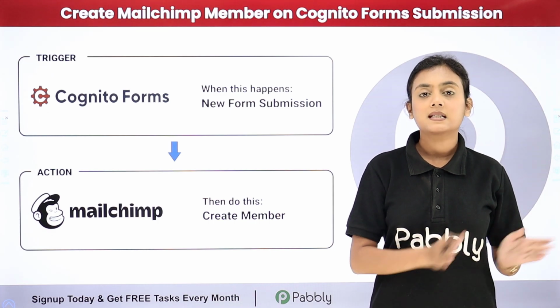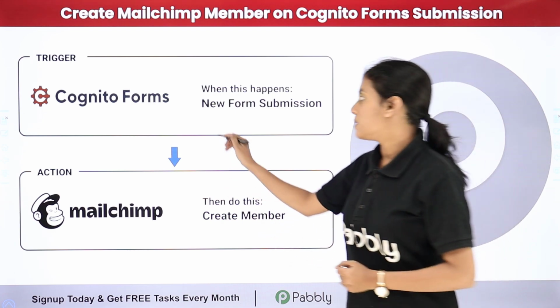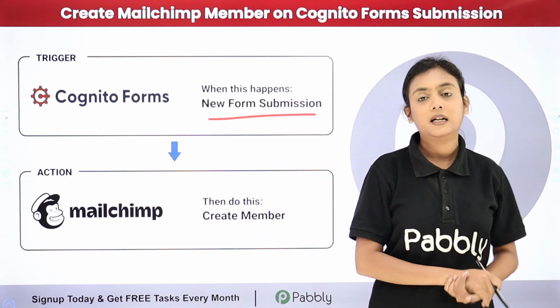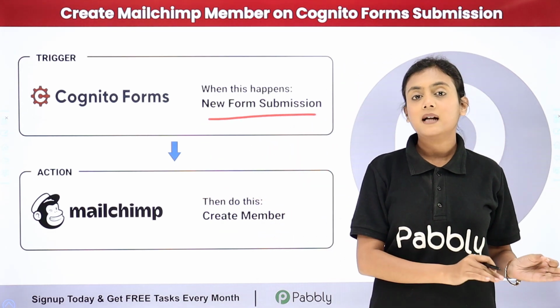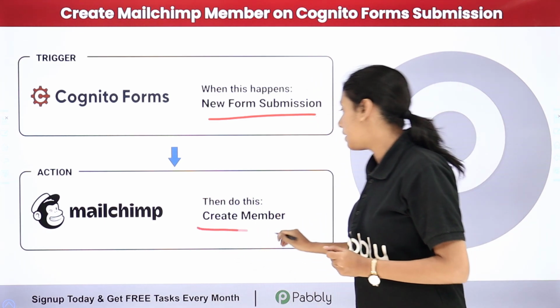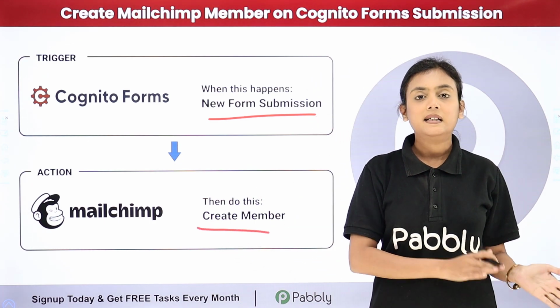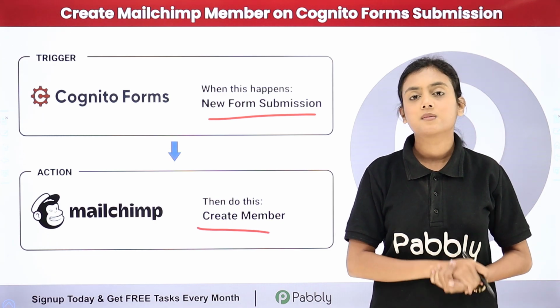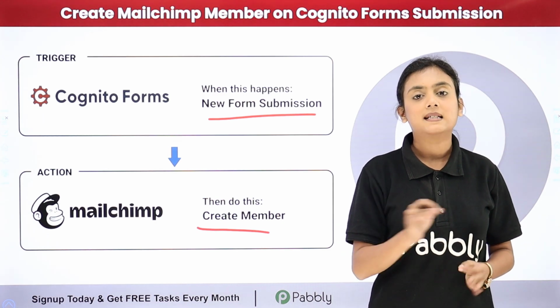Here, what I want is that whenever a new form submission is done with the form I've created using Cognito Forms, automatically I want to create that lead as a member in my Mailchimp account. Creating these members manually after each new form submission is going to be very time consuming.